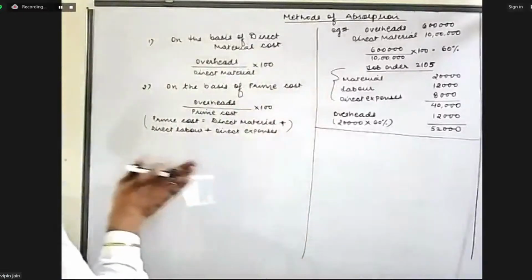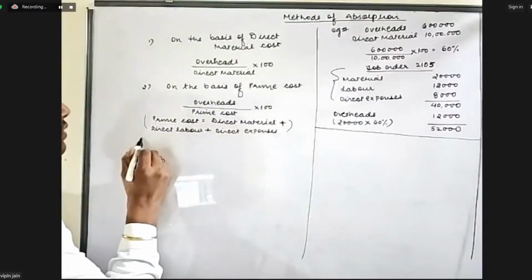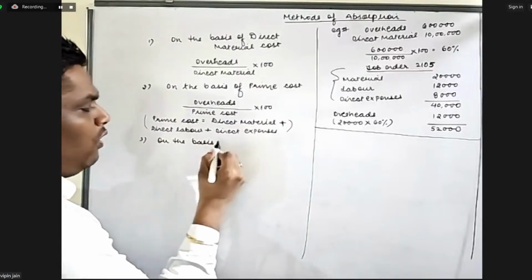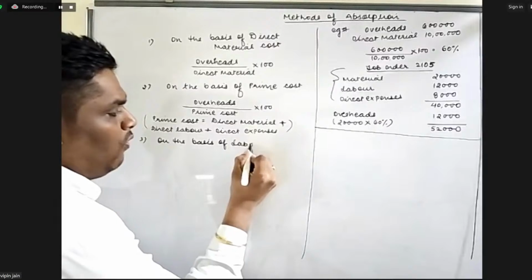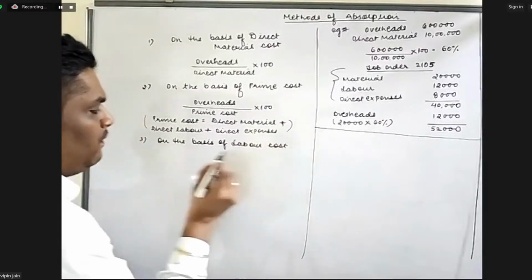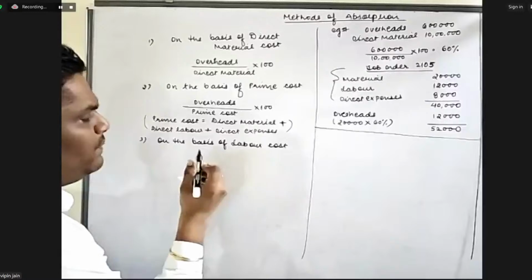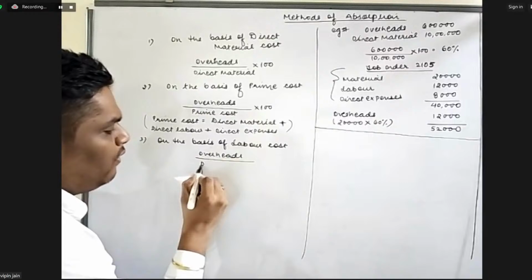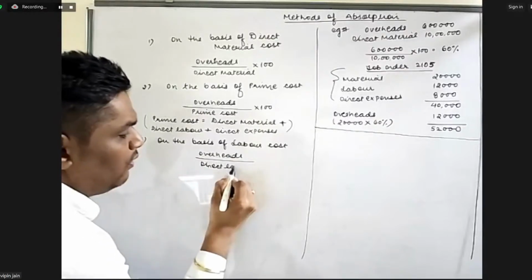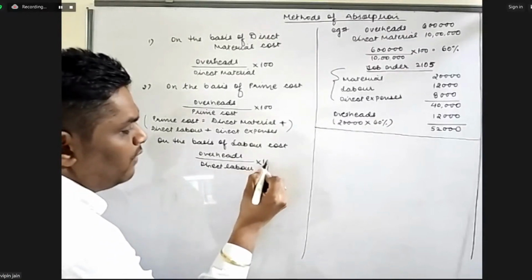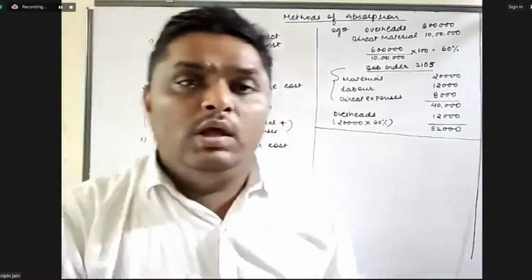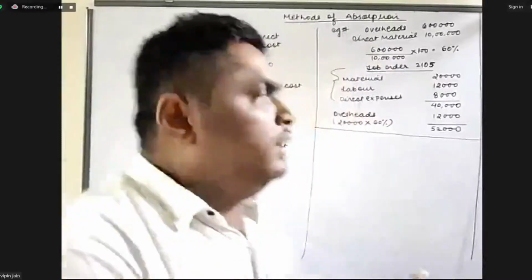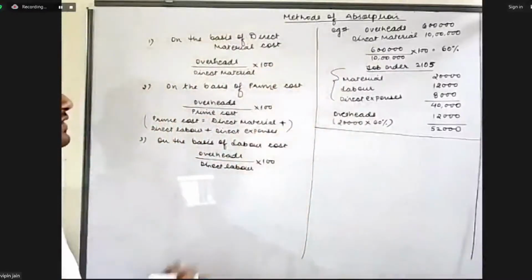Further, overheads can be absorbed on the basis of percentage of labor cost also. So on the basis of labor cost. Again, the same way it will be calculated in percentage form. So overheads divided by direct labor into 100. So wherein the overheads are absorbed either on the basis of direct material or prime cost or labor cost, the absorption rate will be calculated in percentage form.